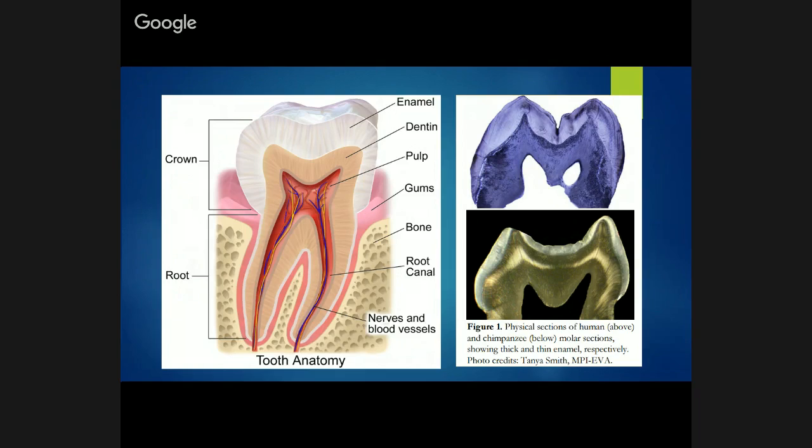To the right, we see 2 images of molars. The top molar is that of a human, and the bottom is a chimpanzee's. Interestingly, the enamel layer of the human molar is thicker than the enamel of the chimpanzee. What would account for this difference?